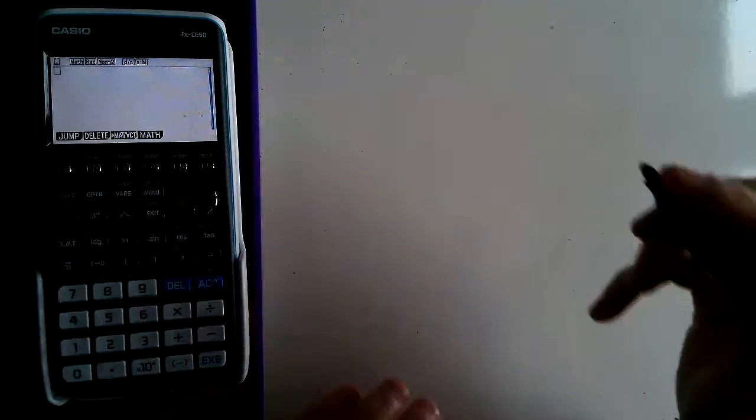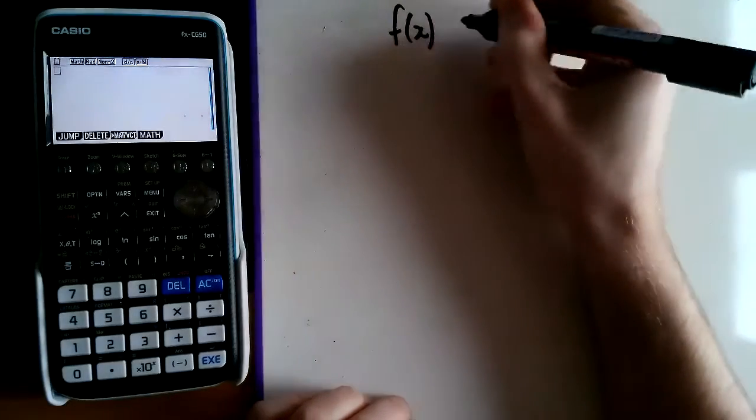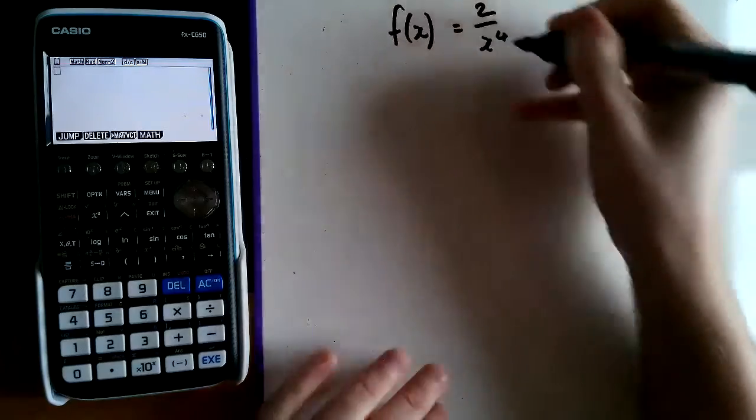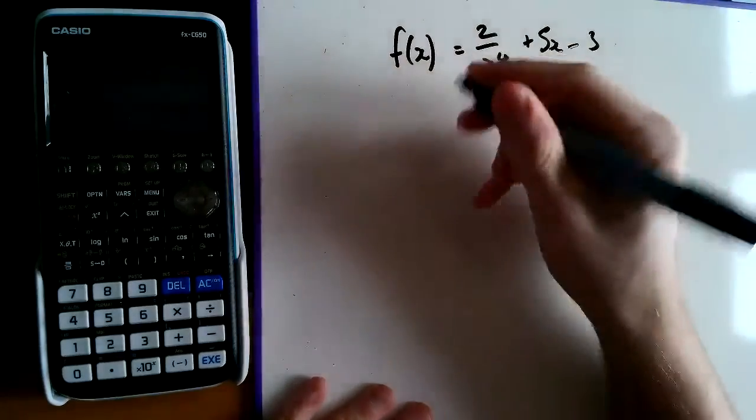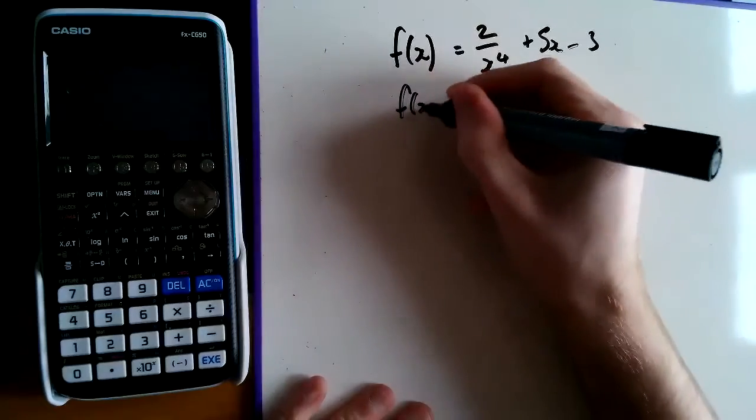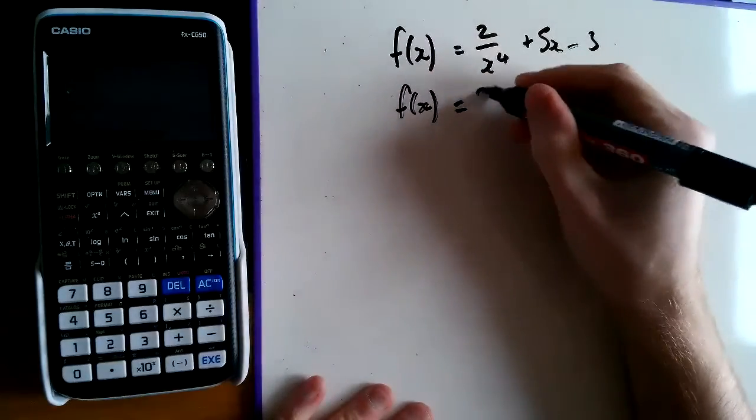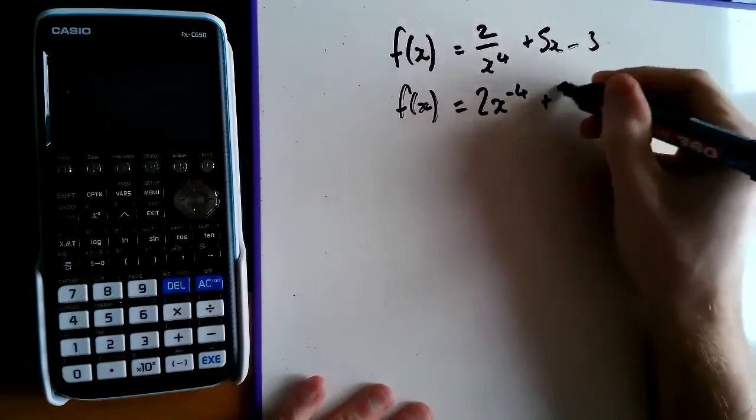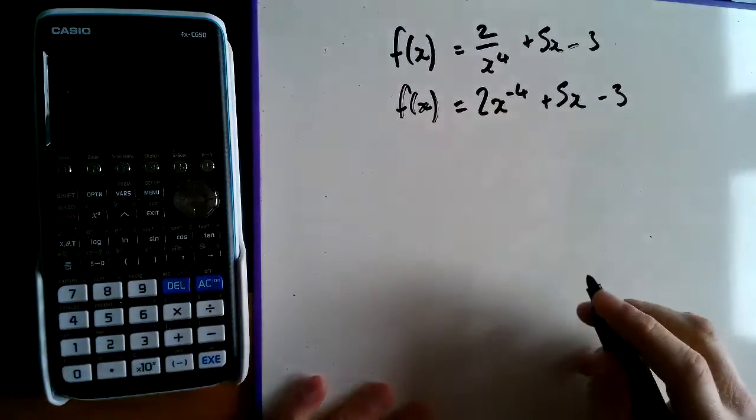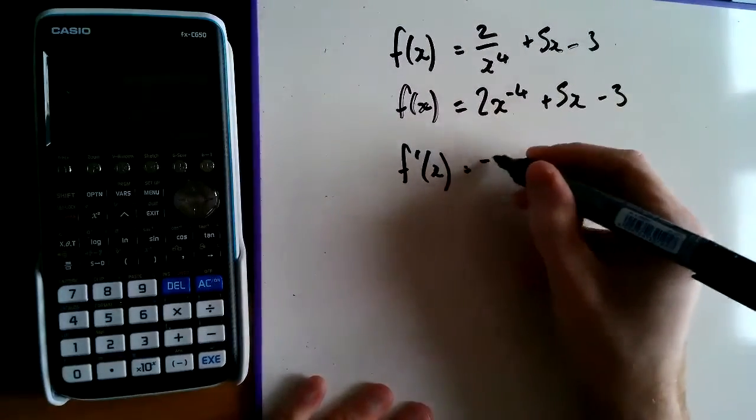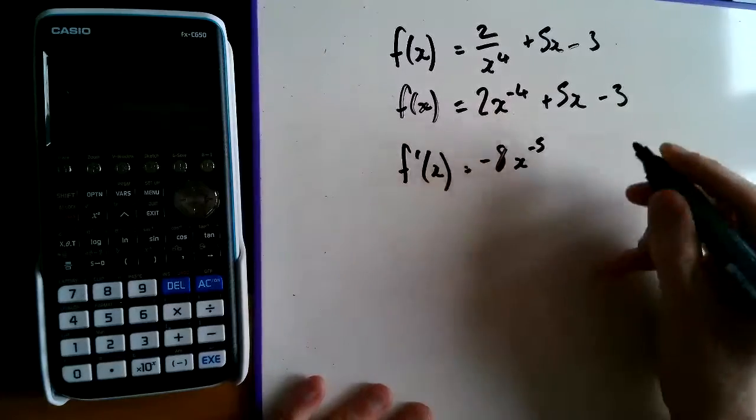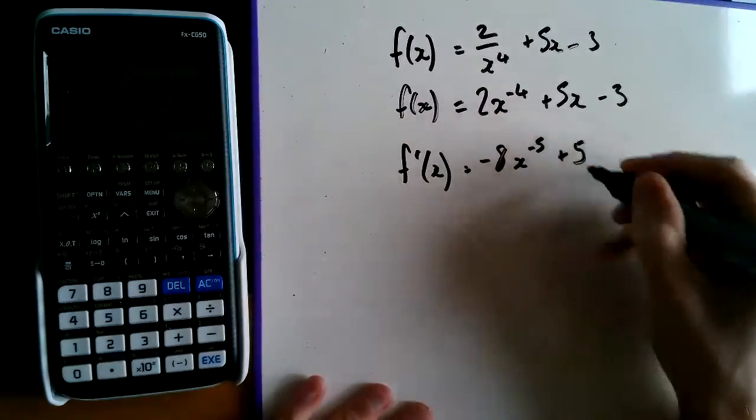Okay, next one. So the first one, we're given f of x is 2 over x^4 plus 5x, take away 3. So the first thing we have to do is rewrite it so it's ready to use calculus. So 2x^-4 plus 5x minus 3. Differentiate it. 2 times minus 4 is minus 8. Take away 1 from the power. And I just differentiate 5x to give me 5.